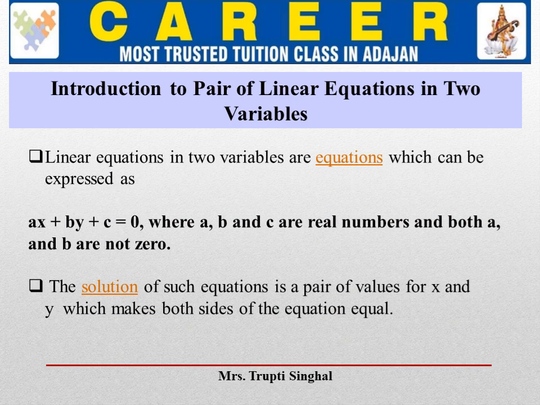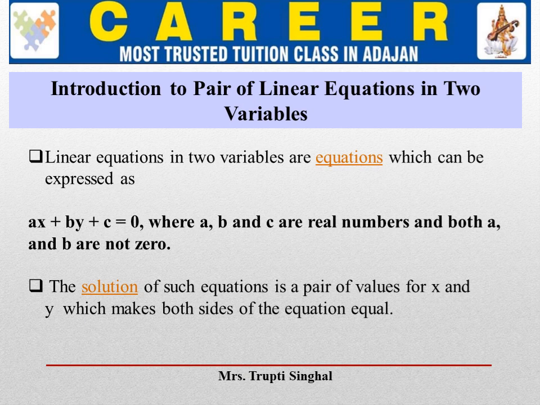Linear equations in two variables are the equations which can be expressed as ax plus by plus c is equal to 0, where a, b and c are real numbers and both a and b are not 0 at the same time. That means sometimes a can be 0 or sometimes b can be 0, but both a and b cannot be 0 at the same time because we are dealing with linear equations in two variables.